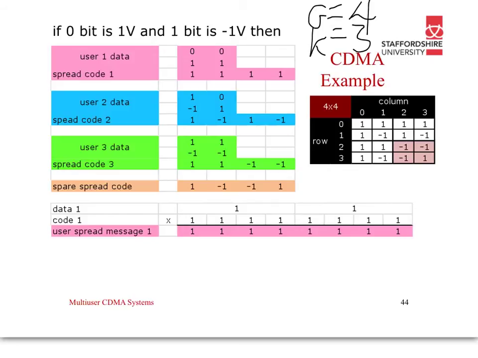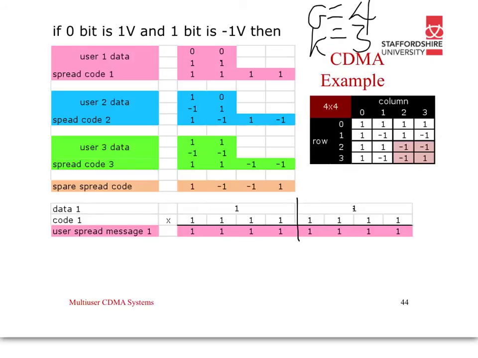So for the first bit, we transmit 1, 1, 1, 1, because it's 1 times 1, 1 times 1, 1 times 1, and 1 times 1. For the second bit, we repeat the same code that we already had, the 1, 1, 1, 1, with the second bit of data. So again, we transmit 1, 1, 1, 1.